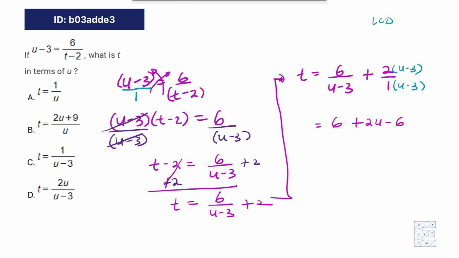Where did that come from? We distribute this 2 here and here. And the denominator now is simply going to be the least common denominator, which is u minus 3. Now we have like terms, right? This 6 over here minus 6, those are going to cancel out. So this cancels that out. We are left with 2u over u minus 3 as our answer. t is now isolated. And when you look closely, you will find that that's answer choice D.